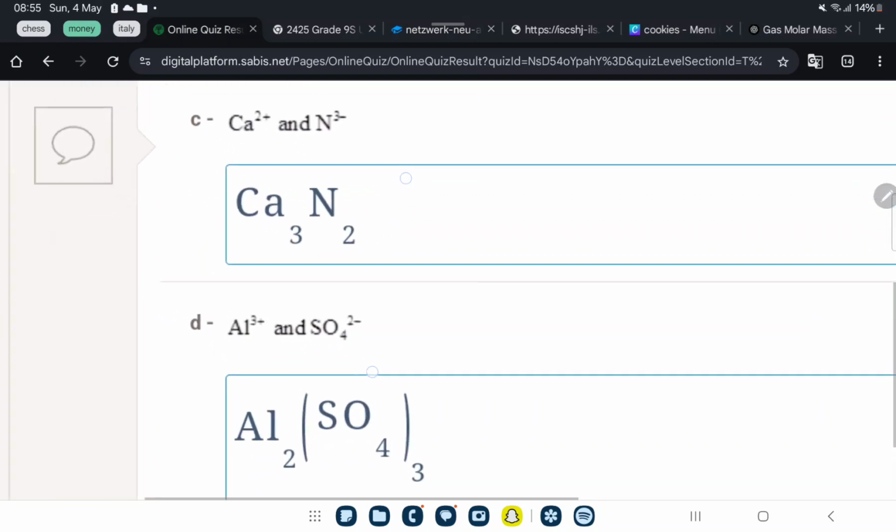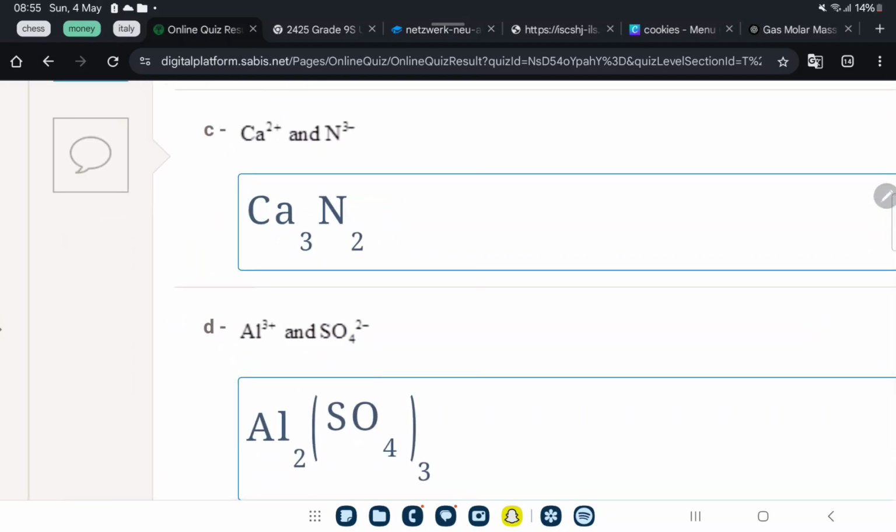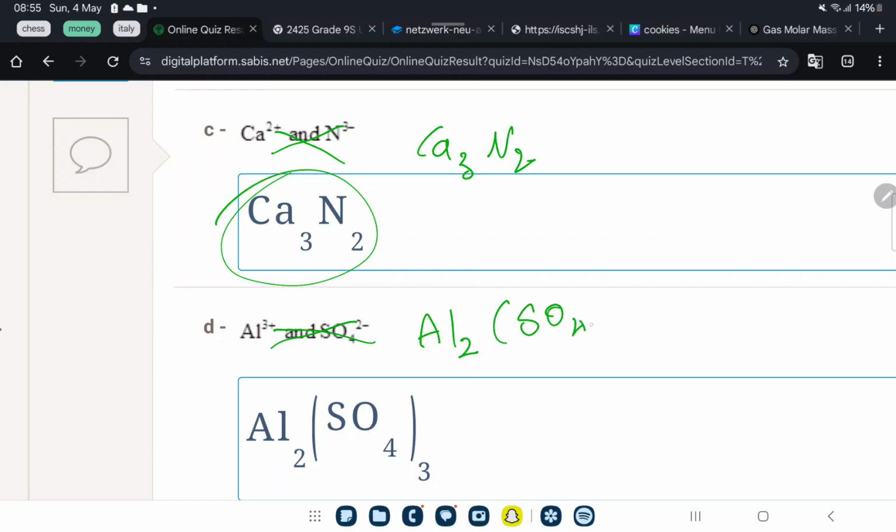And then here these two you do crisscross, so it's Ca3 and N2, where here crisscross Al2(SO4)3. You use the bracket because we want subscript 3 here, but there is already 1 after the 4, after the O, so use the bracket so you don't confuse them.